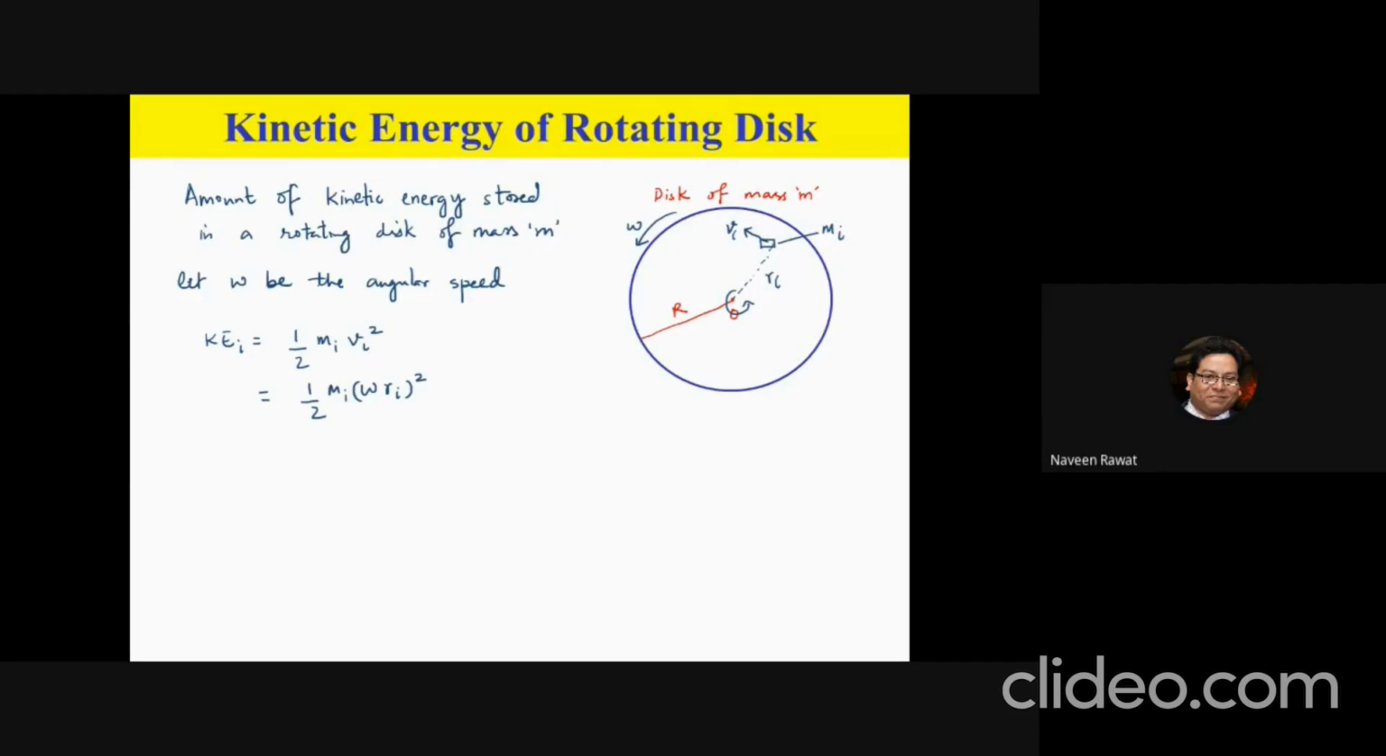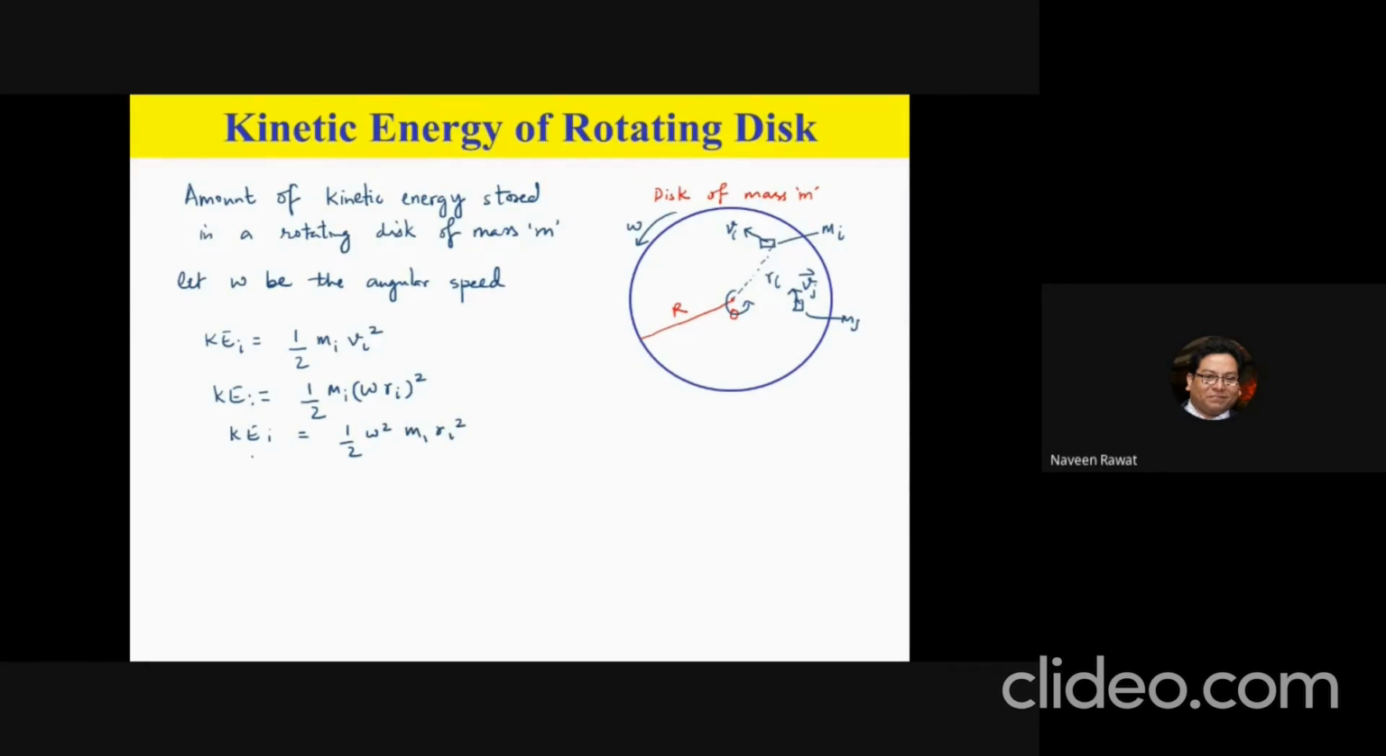The reason we want to write omega is that if you look at any mass element present in this disk, all of them have the same value of omega. However, they will have different values of v_i. If there is a mass element located at a position here, its velocity v_j is different from this v_i, but they both have the same omega. So we can simplify and write it as 1/2 omega squared times m_i r_i squared.